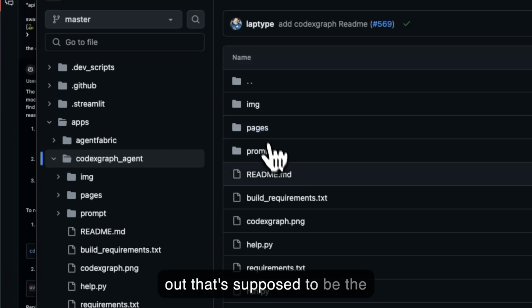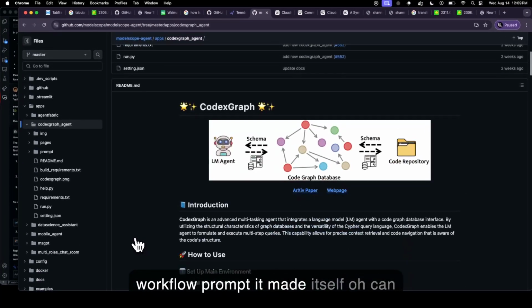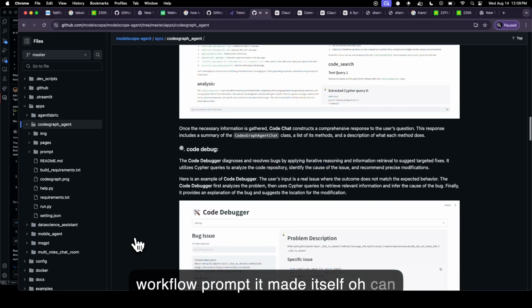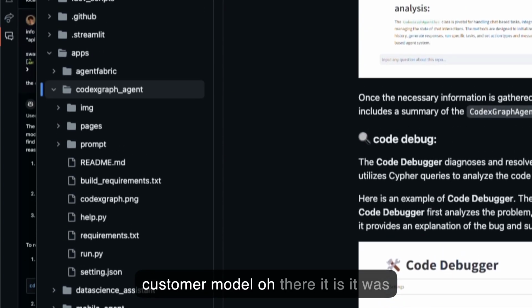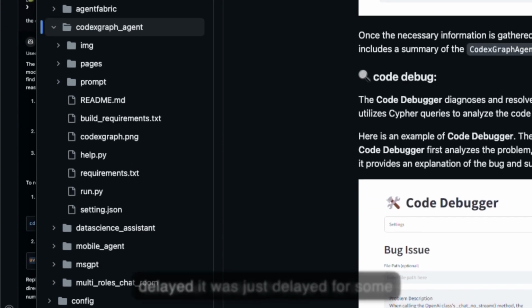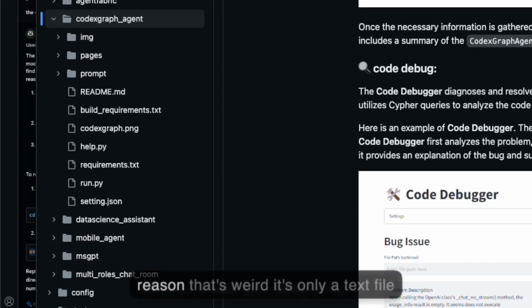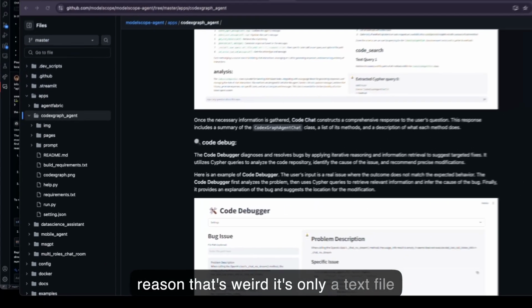All right. So that's supposed to be the workflow prompt it made itself. Oh, can I not upload files in this room? Maybe I'll DM it to you. No, you should be able to. It might be because I haven't done my dual factor authentication thing on my account and you made me a server mod. Try again. Oh, there it is. It was just delayed for some reason. That's weird. It's only a text file.